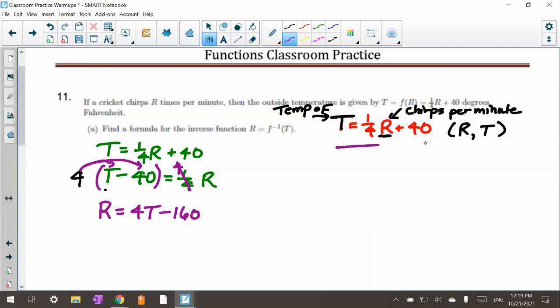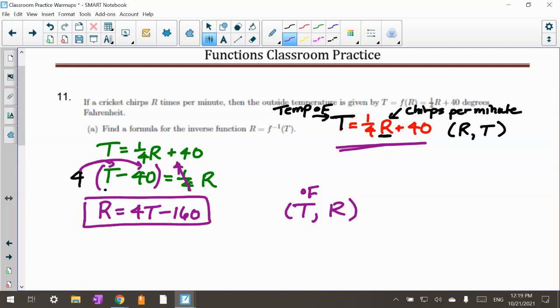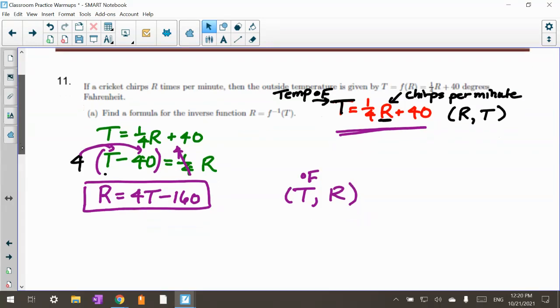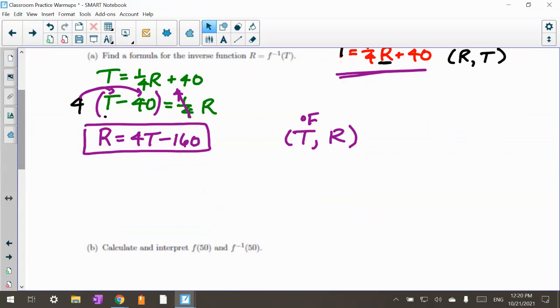And with the original, my input was chirps per minute and my output was temperature. This one is the opposite. My input is temperature, or degrees Fahrenheit, and the output will be the number of chirps. So it is the inverse because my points are opposite. The other thing I want to tell you is that if I give you a formula like this that has a real-life meaning to it, all you have to do is solve for the other variable for your input. You don't have to switch the X and Y like we do for just the algebra part in class.